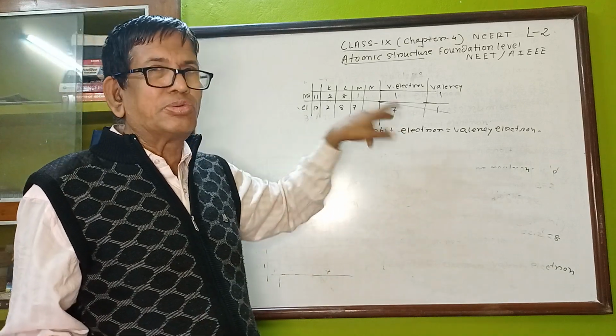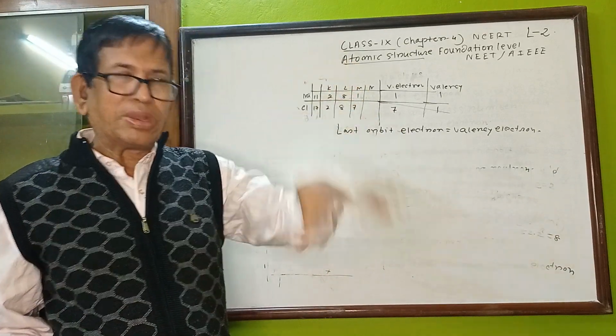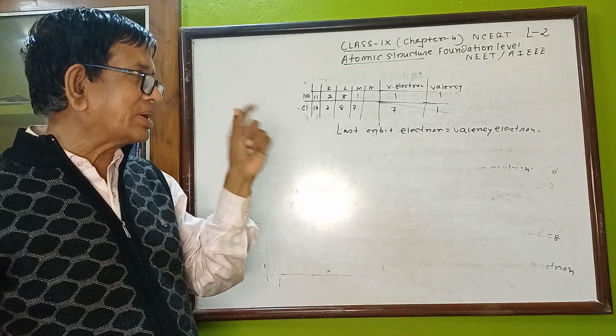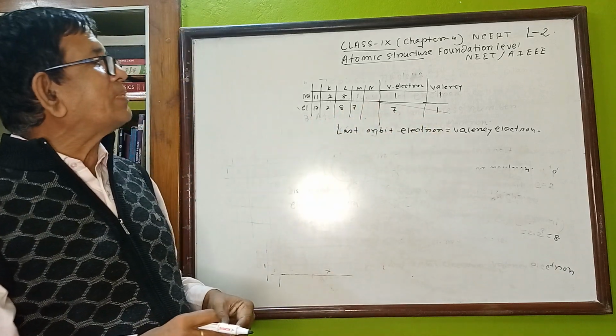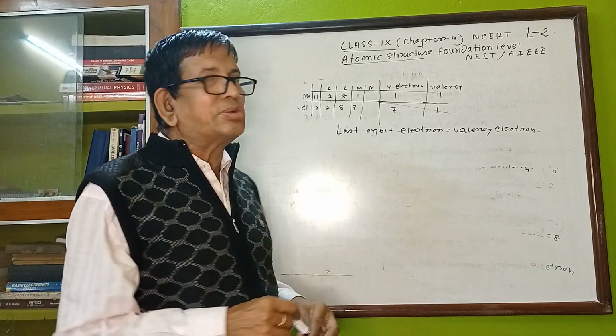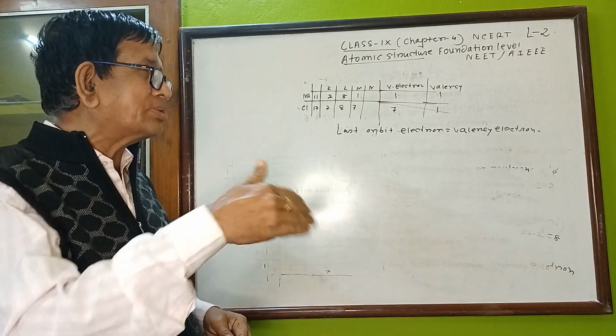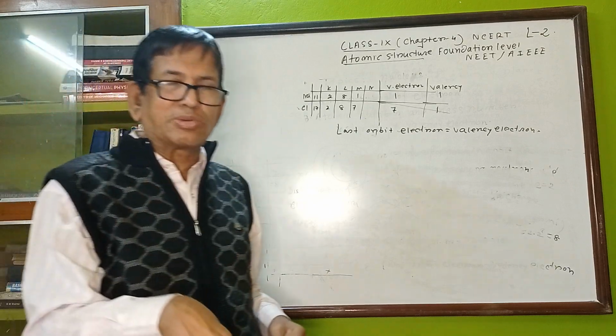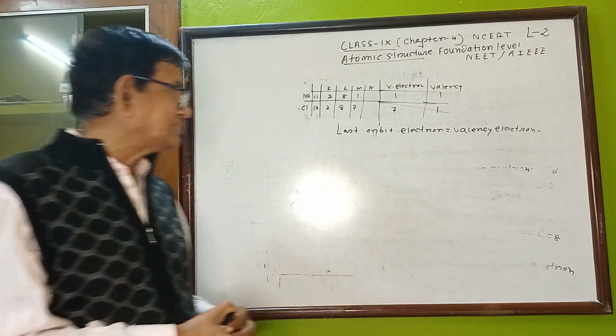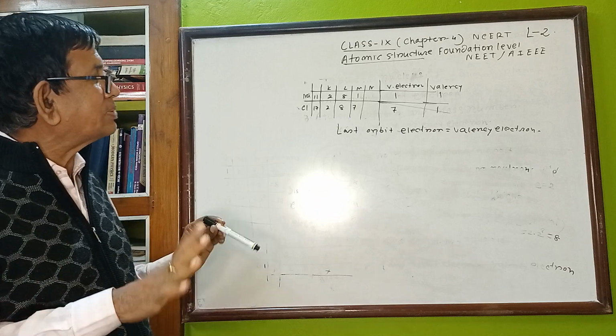So there are 7 electrons, and to make the octet complete, with a target of 8, 1 electron is required, so the valency is 1. If the valence electrons are 1 to 4, that number is the valency. If it is more than 4, that is 5, 6 or 7, then the number of electrons required to fill up the octet is known as the valency.